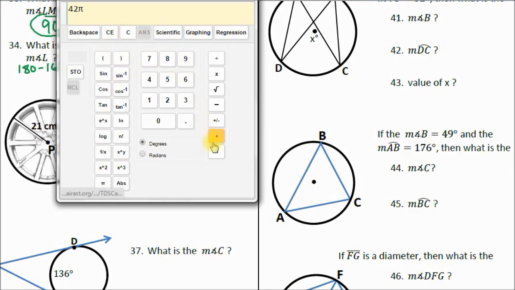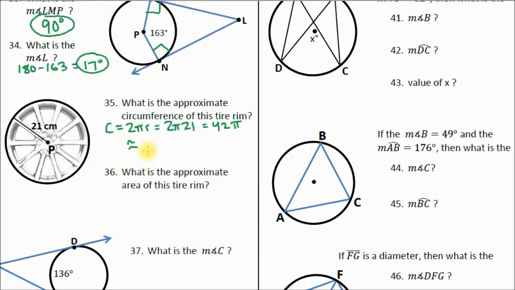You can also do this, class. Watch. 42 pi, 131.9. 42 times pi. The calculator knows when you put those together that you're going to want to multiply them, but you can put the multiply there as well. 131.94, so we just go 131.9. Approximately 131.9. Our unit of measure is centimeters.